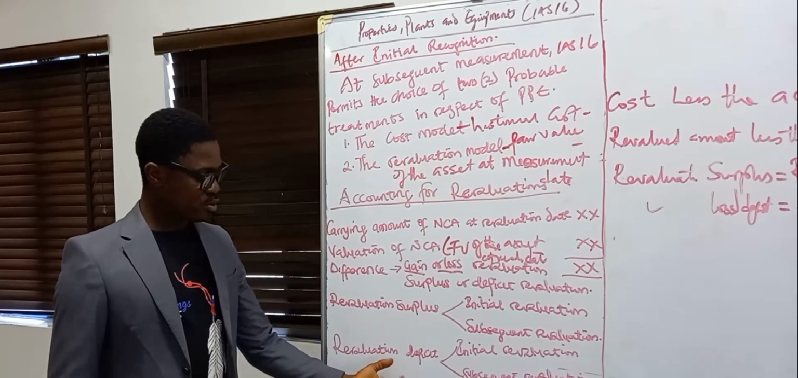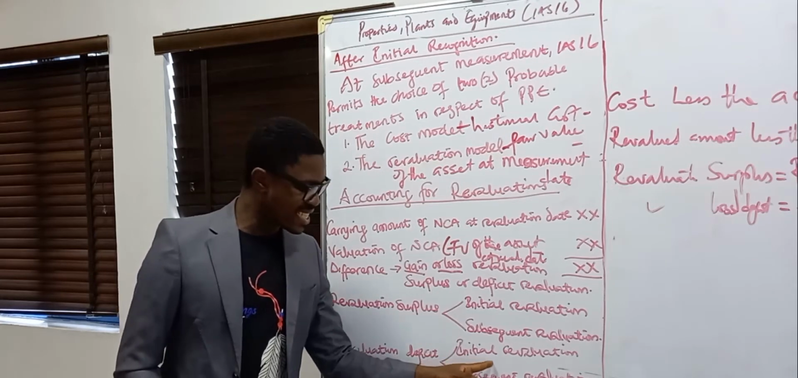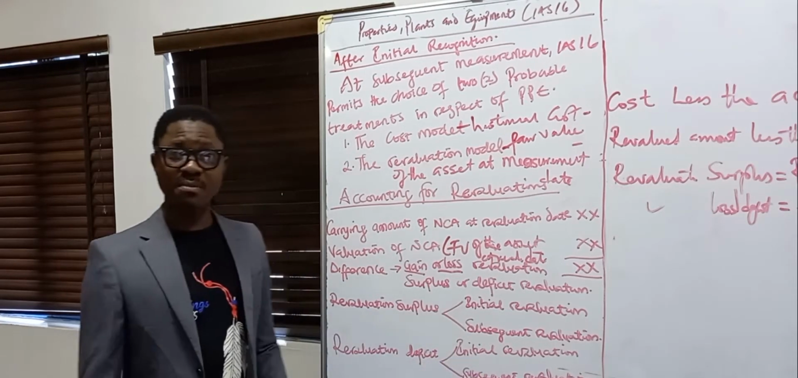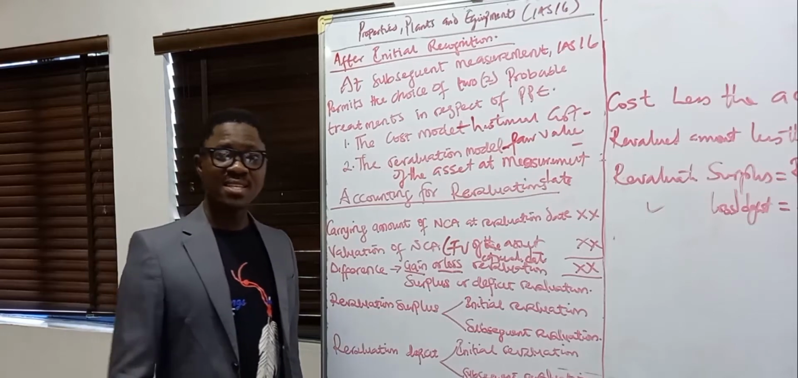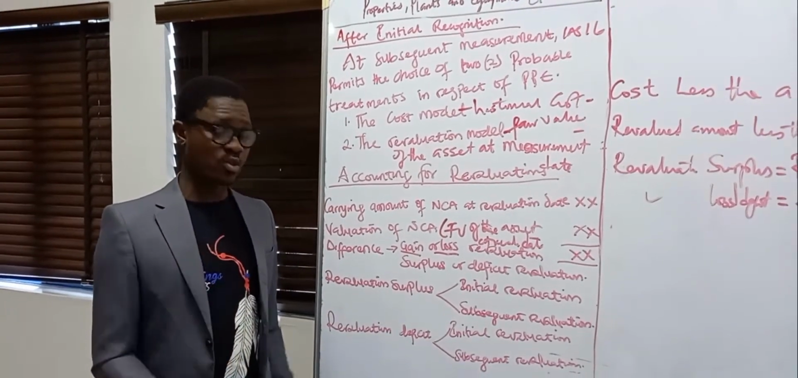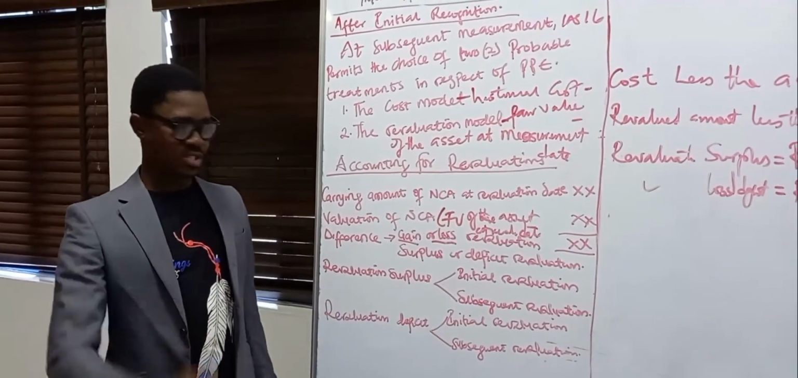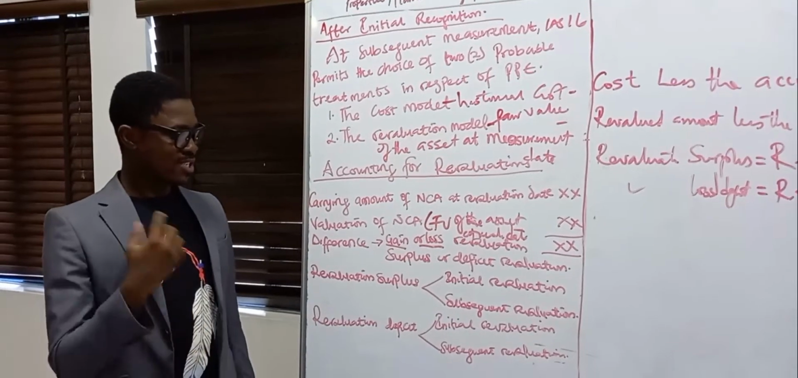For revaluation deficit or revaluation loss, it can also happen at what? Initial revaluation and what? Subsequent. So that simply means that when an asset is revalued and experiences a revaluation loss at initial revaluation, there is an accounting treatment for it. And if it is a subsequent revaluation, there is an accounting treatment for it.